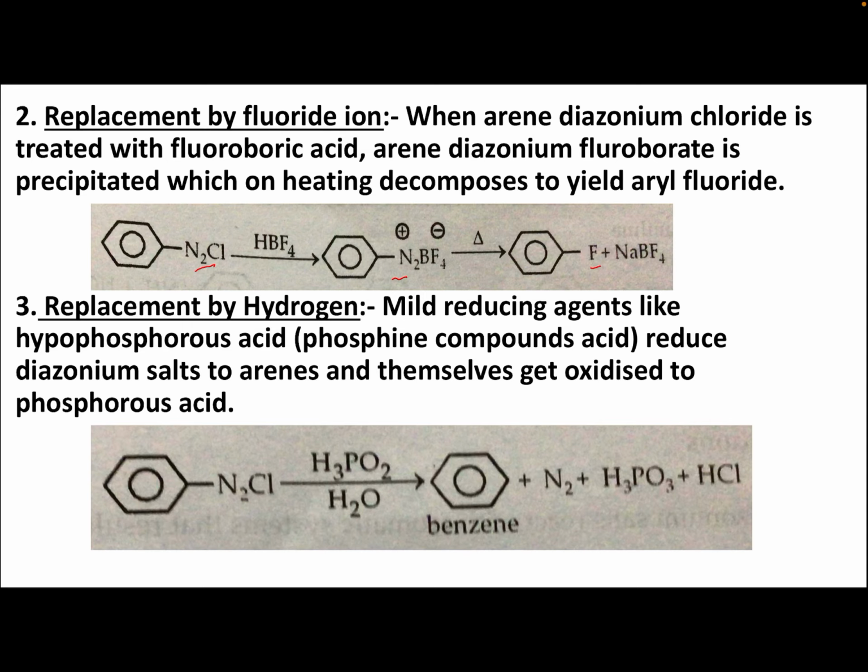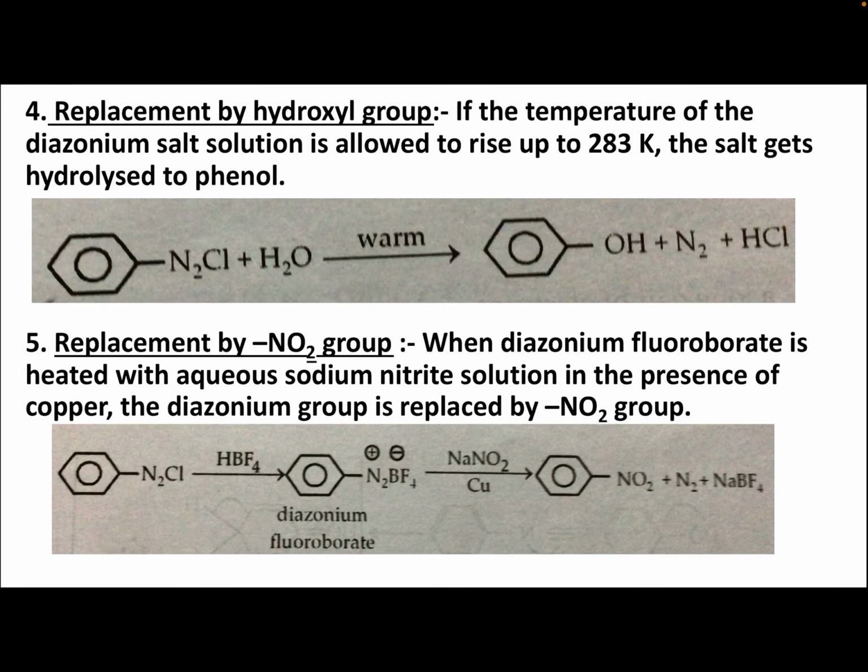Next reaction, replacement by hydrogen. A mild reducing agent like hypophosphorus acid reduces the diazonium salt to arene and itself gets oxidized to phosphorous acid. Benzene diazonium chloride in the presence of H3PO2 gives benzene. That means the azo group is replaced by hydrogen, even if you are not writing it. So the N2Cl group is reduced to benzene.